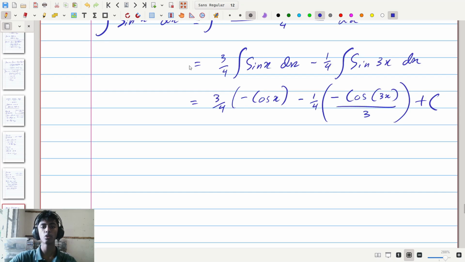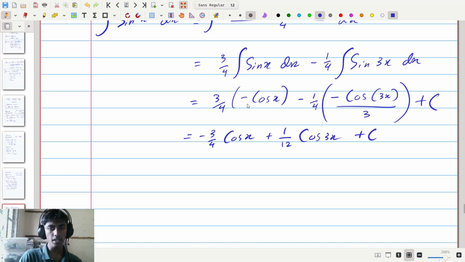Simplifying this all out, we can see that this negative and this negative will cancel, and we have a cosine of 3x in here. Simplifying the terms, this negative and this 3/4 will be written as -3/4 times the cosine of x. As for this bit, I'll be writing this -1/4 and this -1/3 as positive 1/12 of the cosine of 3x. So I'm going to write cosine of 3x plus c.